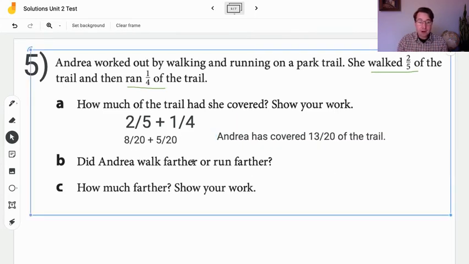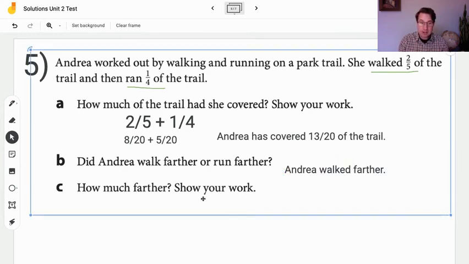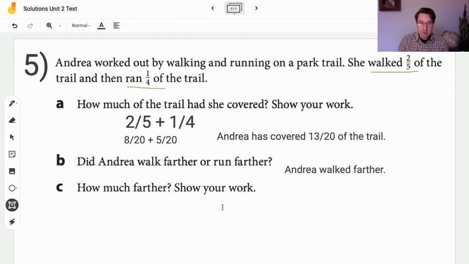Did Andrea walk farther or run farther? Well, you'll see right off the bat that she walked 8 20ths and she ran 5 20ths. So it's pretty simple here. So Andrea walked farther. And then our final answer is how much farther. And then we're going to do 8 20ths, that's how much you walked.